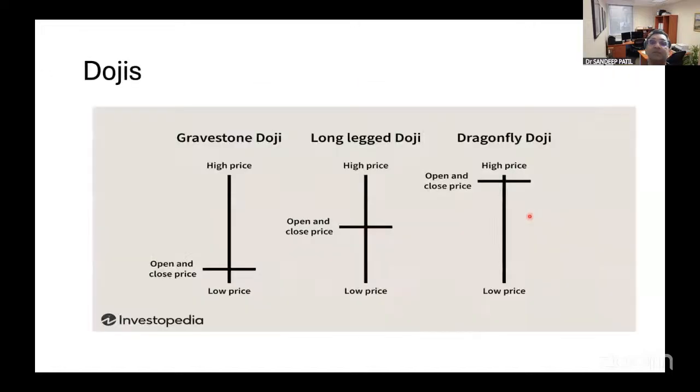Okay. Then you have the doji candles as well: gravestone doji, long leg doji, dragonfly doji. Doji means indecisive candle. So we really can't make out from doji candles what's going on. But if you want to get some information out of it, this is more of a bearish doji, this is more of a bullish doji, and this is an indecisive doji.